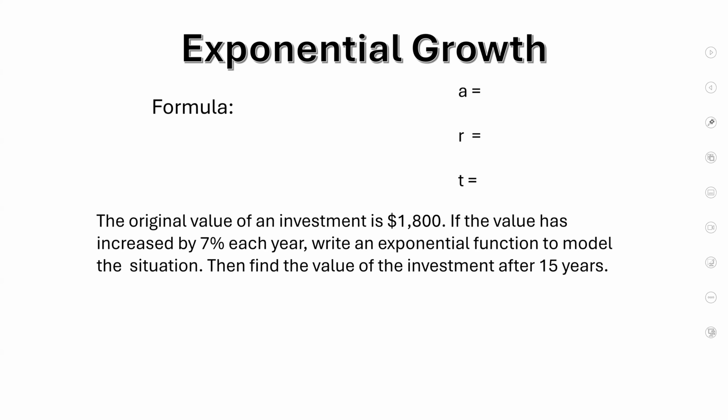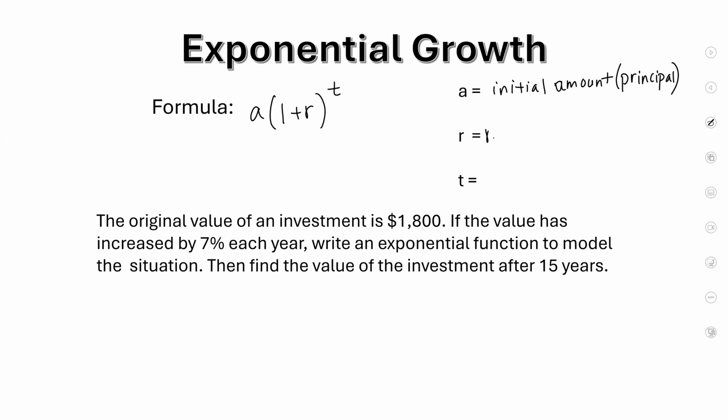Exponential growth. Here is the formula. A stands for the initial value or the initial amount. So say you started, like in this example, you started with $1,800. That's your initial amount. You'll also see it called principal. The principal amount is what you start off with.